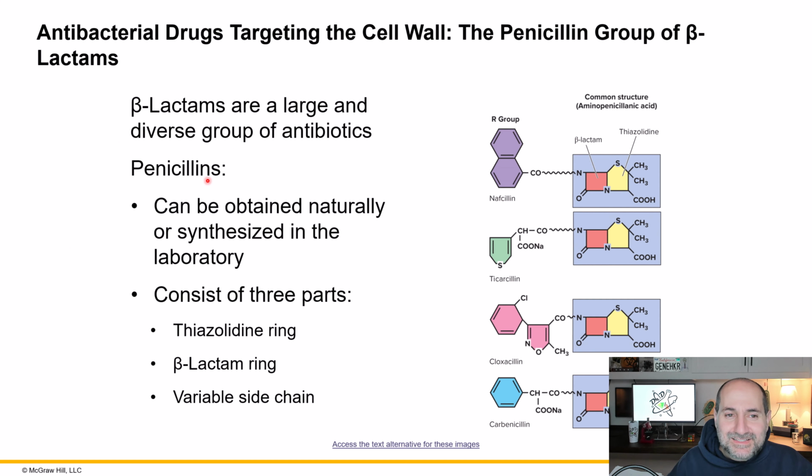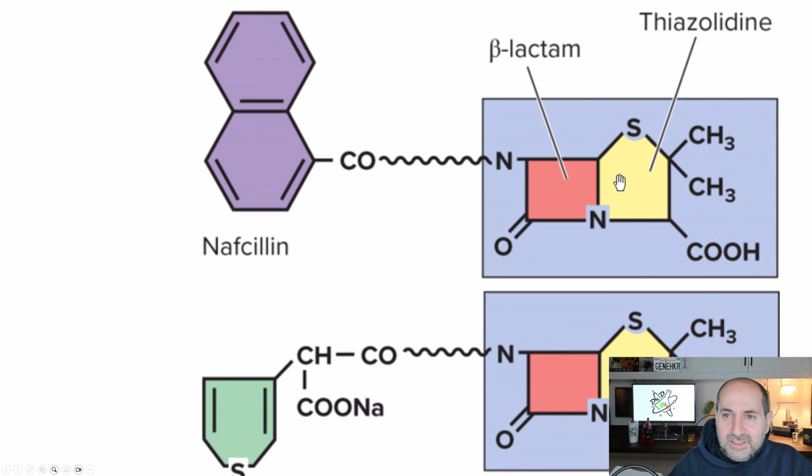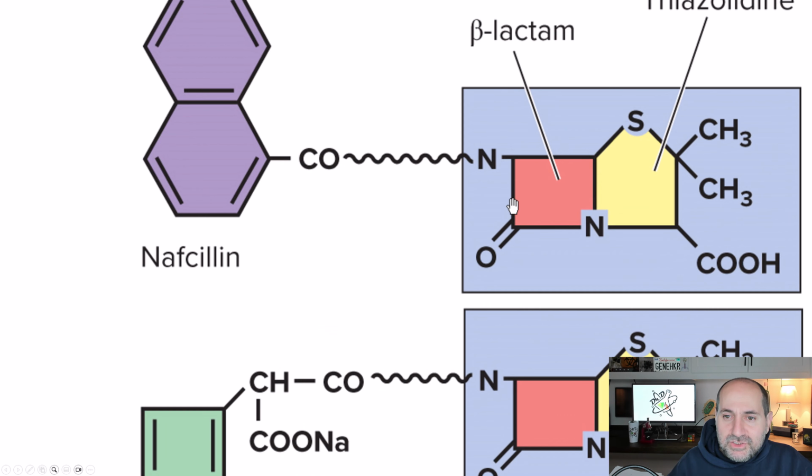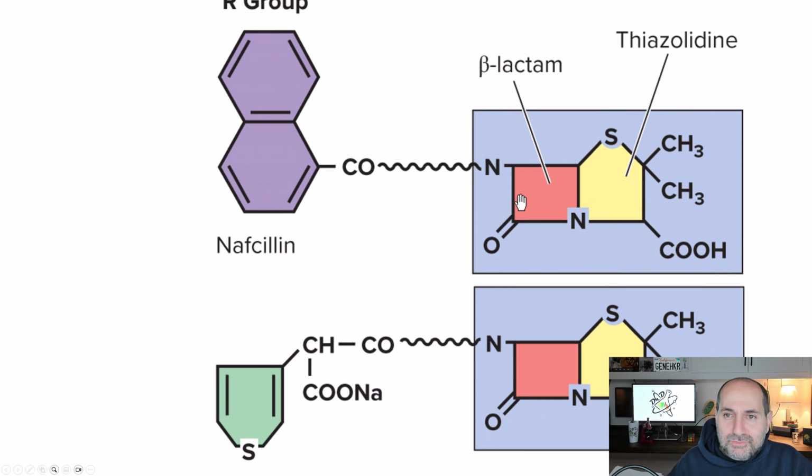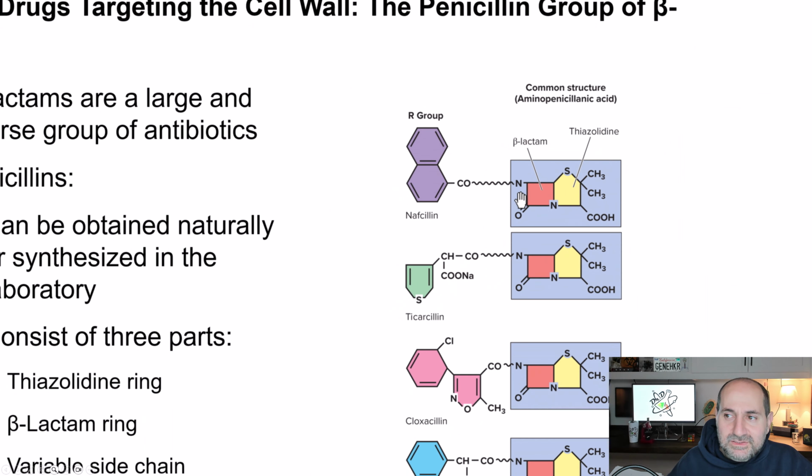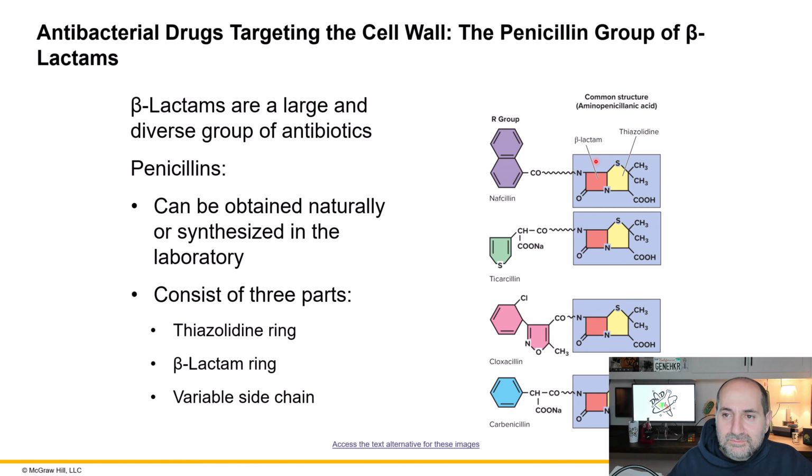Remember that penicillin and the other penicillins, like these listed here, have a beta-lactam ring. That's this ring shape right here. Remember that that ring is important because it's the target of penicillinase. The bacteria that are resistant to penicillin form an enzyme called penicillinase that destroys this beta-lactam ring. Isn't that interesting?